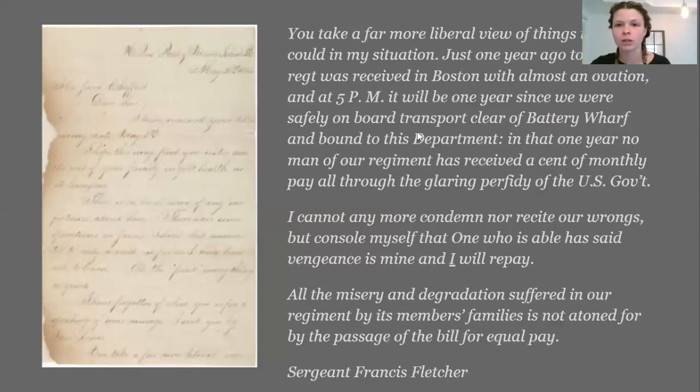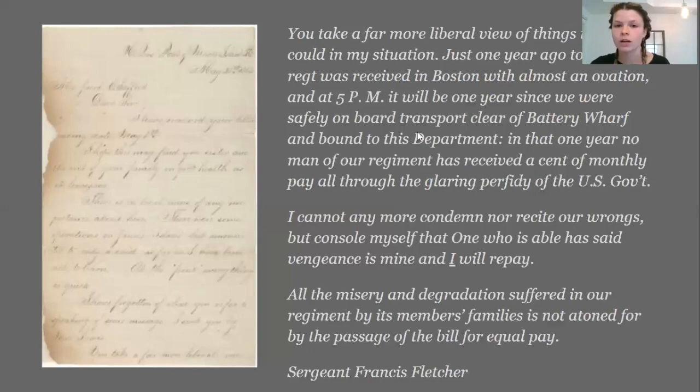You take a far more liberal view of things than you could in my situation. Just 1 year ago today, our regiment was received in Boston with almost an ovation. And at 5 p.m., it will be 1 year since we were safely on board, transport clear of Battery Wharf and bound to this department.